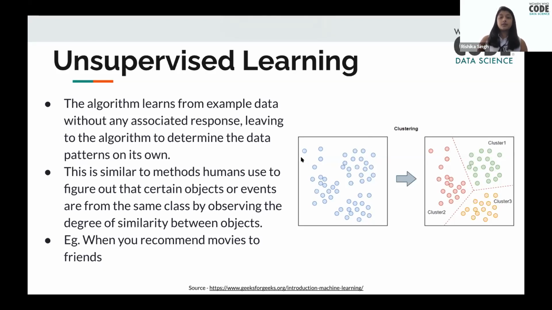Then we also have an association problem, and an association rule learning problem is where you want to discover rules that describe large portions of your data, such as people that buy X also tend to buy Y. And then we have some popular examples of unsupervised learning algorithms, and these include k-means for clustering problems, and then we have the a priori algorithm for association rule learning problems.